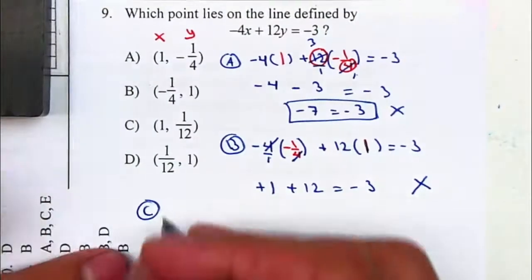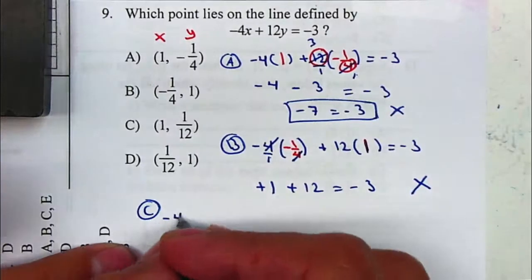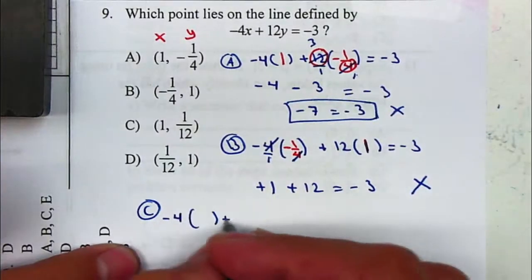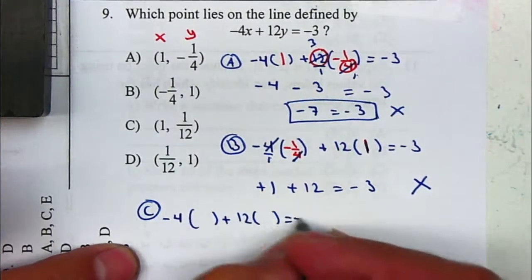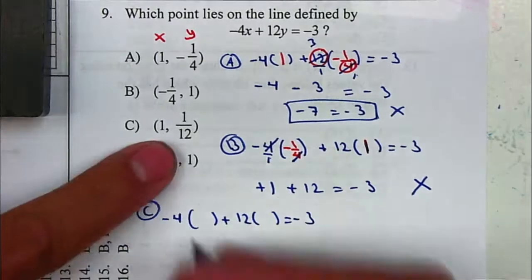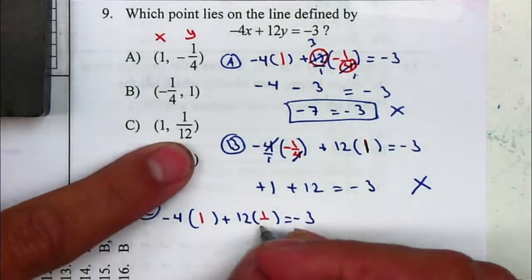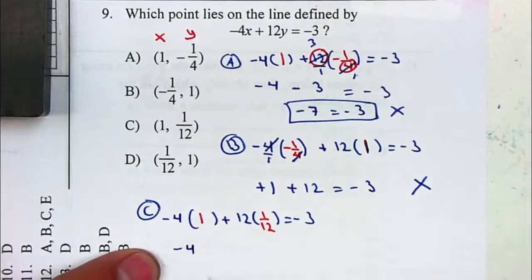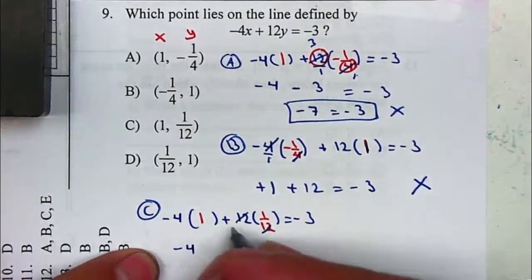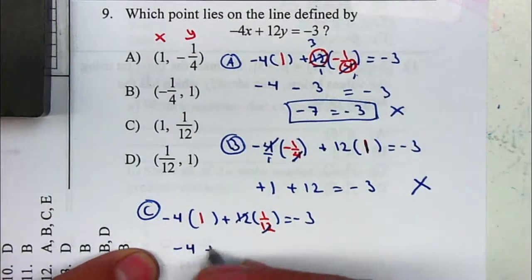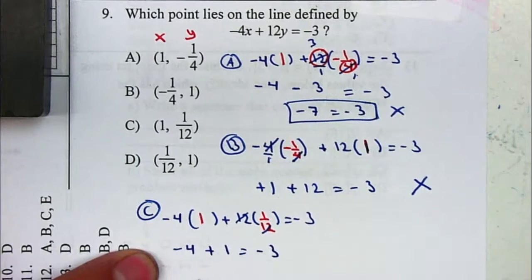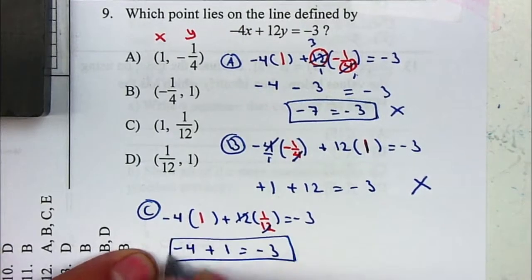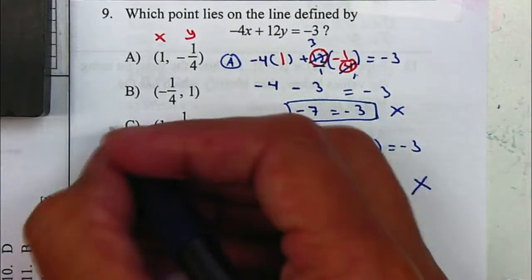Letter C. Negative 4x plus 12y equal to negative 3. So the x is a 1 and the y is 1/12. This gives me a negative 4. The 12's cancel, so I just have a 1, so positive 1. Is that going to be true or false? So in this case, that's going to be true.